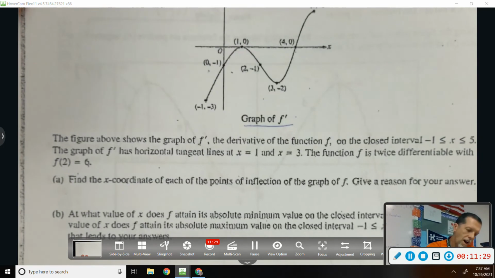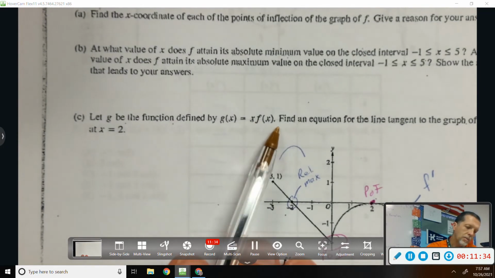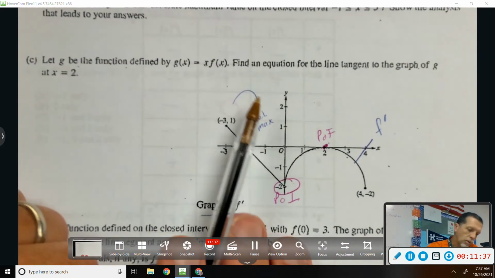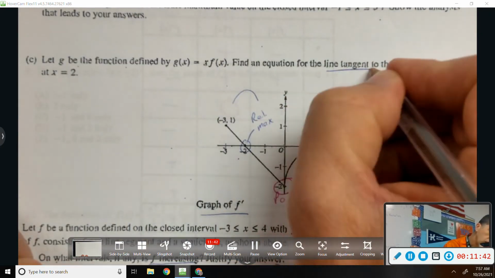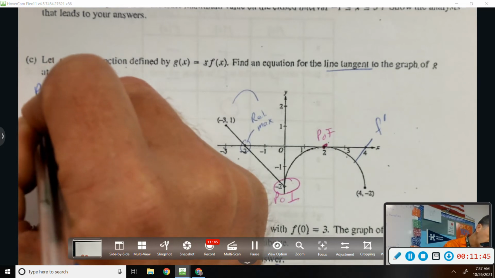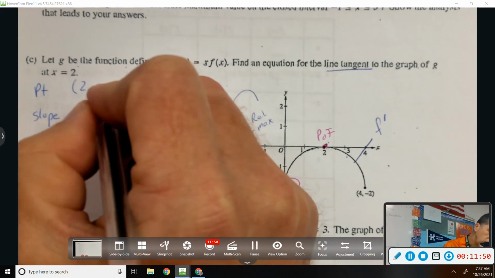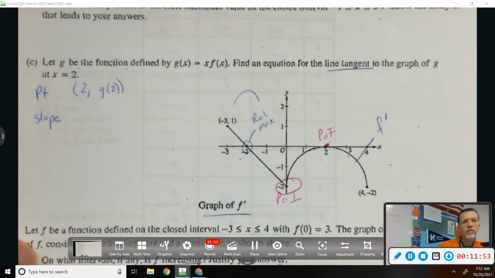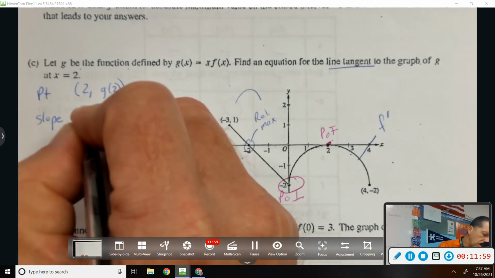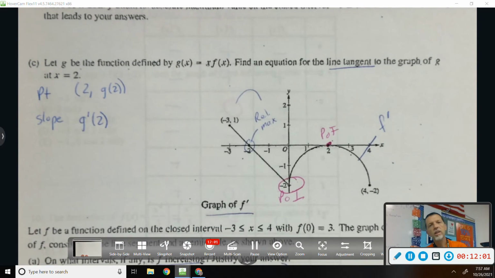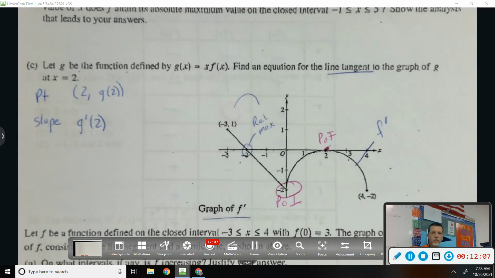So looking at that graph of f prime, let g be the function defined by x times f of x. Find an equation for the tangent line to the graph of g at x equals 2. Tangent line, I need a point and I need a slope. The point is 2 comma g of 2, and the slope would be the derivative of g at 2. So I need g of 2 for the point and g prime of 2 for the slope.